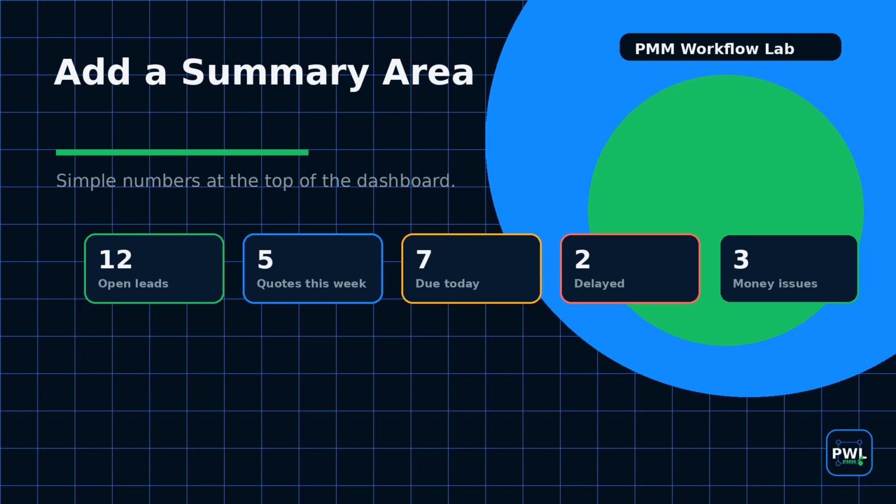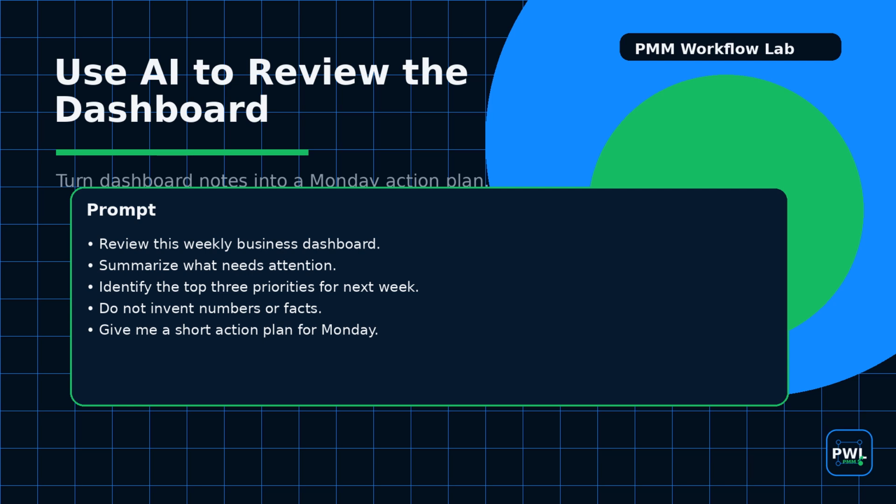Here's an example. If the dashboard shows 8 open leads, 4 quotes sent, 6 follow-ups due, 2 delayed jobs, and 3 invoice issues, AI might tell you to start with the follow-ups, contact the delayed jobs, and send payment reminders. That is useful because it turns data into action. But remember, AI is not running the business. It is helping you review the system. You still decide what matters.